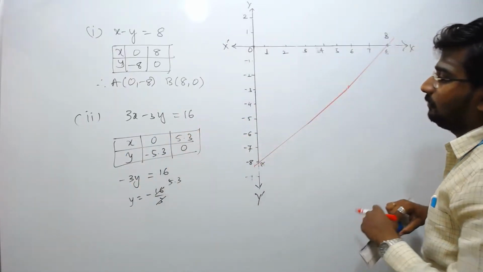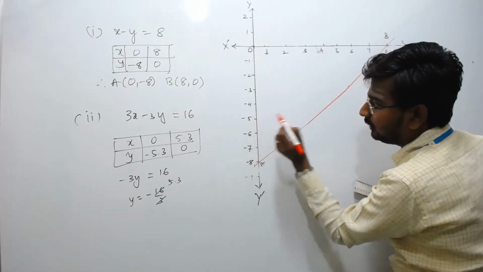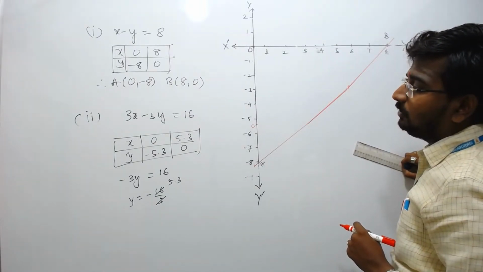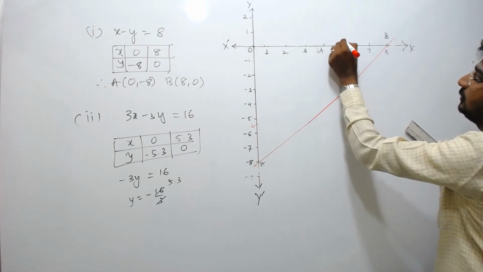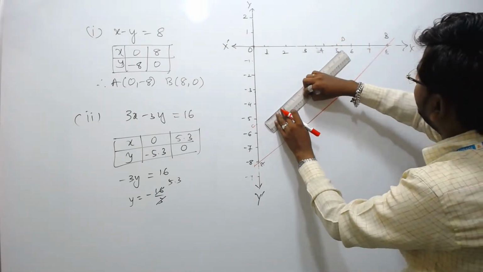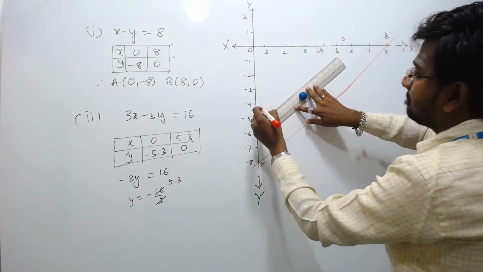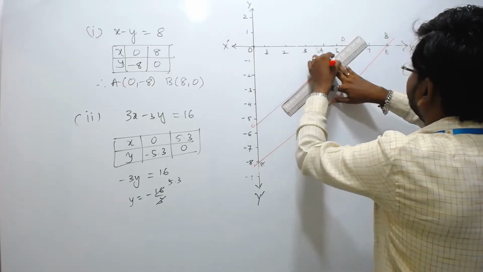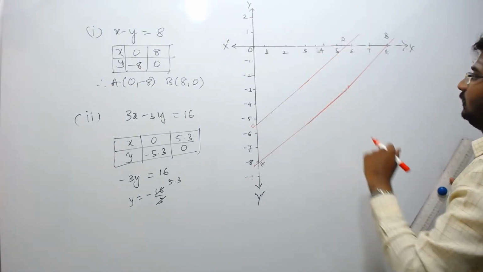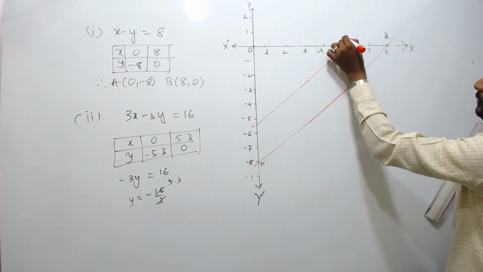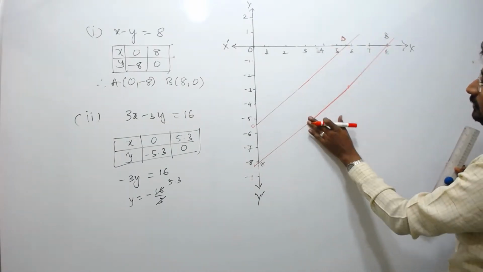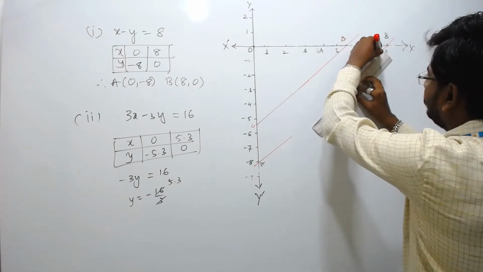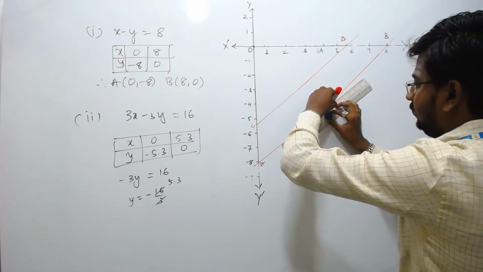Second is 0, minus 5.3. 0, 5, 1, 2, 3 approximate. Here I will take point C. Then 0, 5.3, 0. 5.3 means somewhere here. This is point D. So I can join this C and D. Approximately I have taken. So if you look at this graph, both the lines will be parallel to each other.